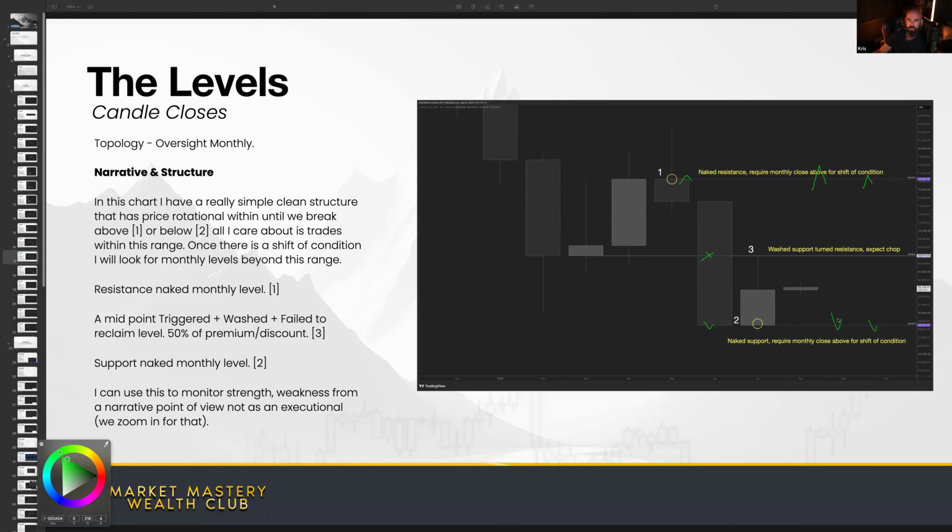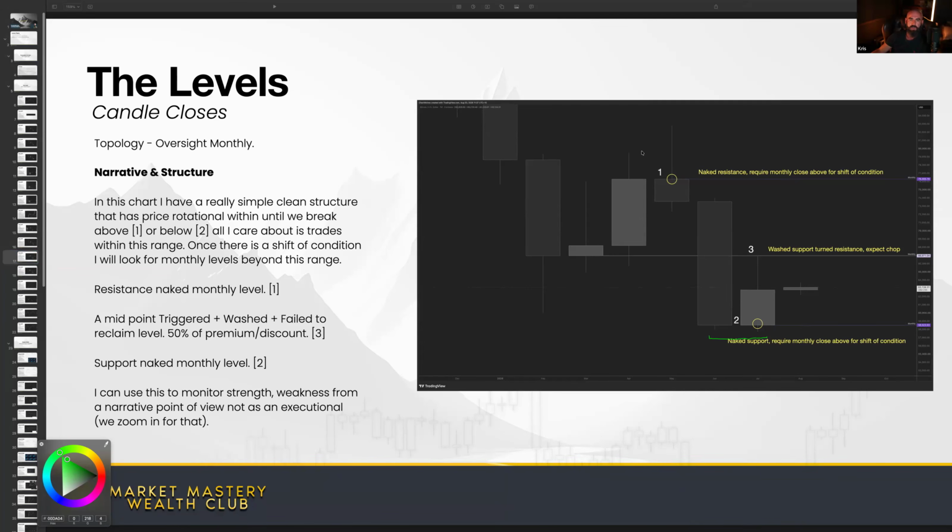And that is just one of the laws that we expect the same until proven otherwise, which is known as a shift of condition. So support naked monthly level is naked here and it's naked up here. So they're both naked, they're both hot, they're both ready to go, they're both ready to get swept. Either in this case, having so little wicks, I would potentially assume a traditional swing failure pattern.